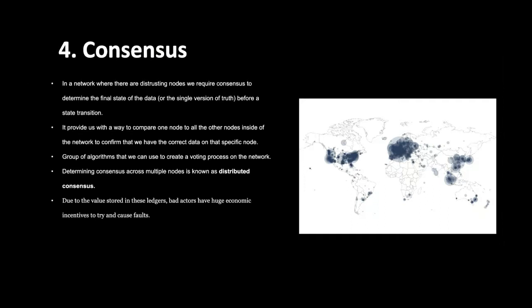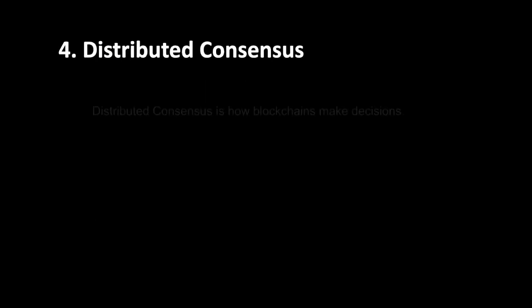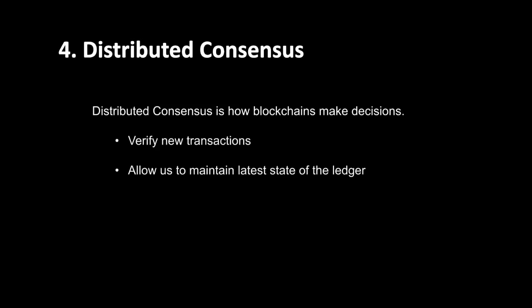Determining consensus across multiple nodes is known as distributed consensus. Some of these blockchains are base layer blockchains, where we're going to be building out the infrastructure of the future of financial assets, and there's a lot of value being stored on these ledgers, so bad actors have huge economic incentives to try to cause faults within the system. So distributed consensus is how blockchains make decisions. It's how we verify transactions. It allows us to maintain the latest state of the ledger.